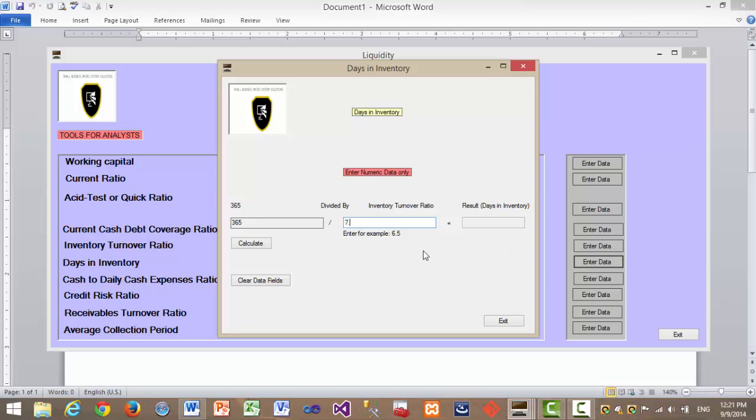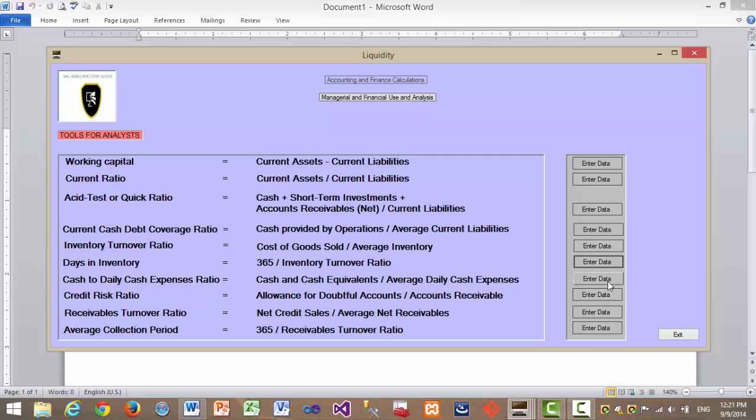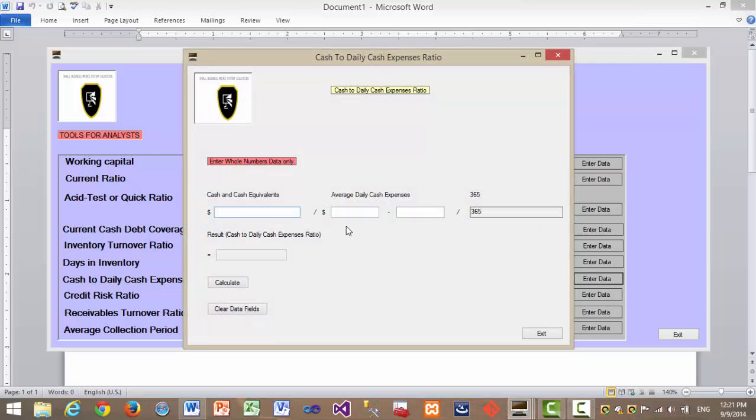You can put a figure in such as 7.9, and then it comes up with the days in inventory for that particular product, which is 46.2 days. Cash to daily cash expenses ratio: as you can see, cash and cash equivalents divided by average daily cash expenses, which is divided by 365 days a year, gives you the result for the cash to daily cash expense ratio.